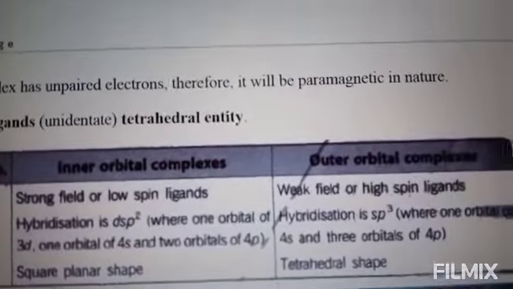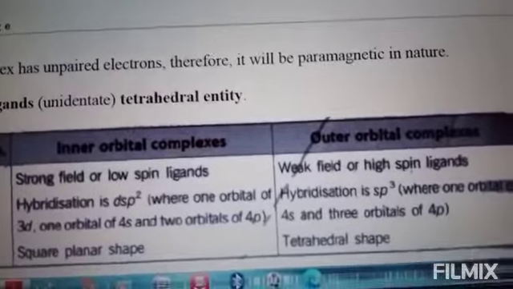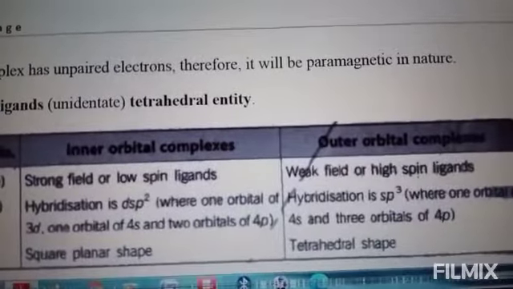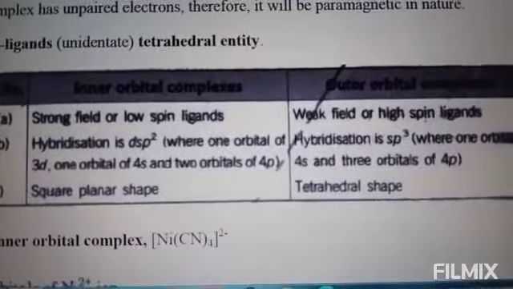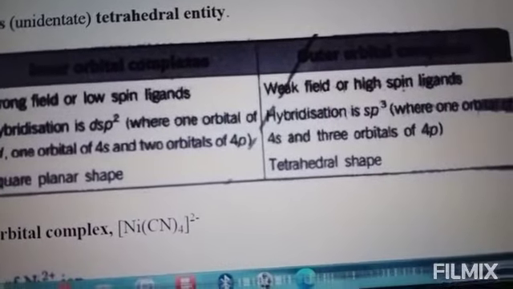Now let us see what is the difference between inner orbital complex and outer orbital complex. You can record this one. Now, if it is an inner orbital complex, then we have strong field or low spin ligands. Okay, and if it is an outer orbital complex, that means outer d orbital is used, then we have weak field or high spin ligands. The hybridization is dsp2 in case of square planar entities.